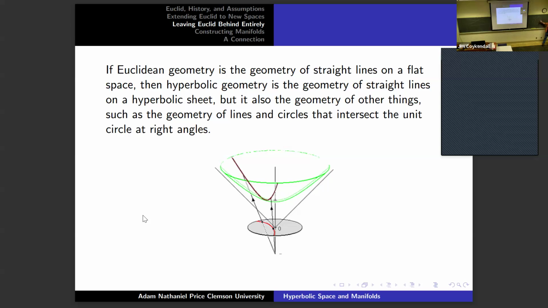Because the mapping is trying to preserve angles. This particular mapping is trying to preserve angles. It's not trying to preserve the straightness of lines. There's another map that also maps into the unit circle, and it preserves straightness, but it doesn't preserve angles. So this stuff gets complicated. Was that clear? Okay.